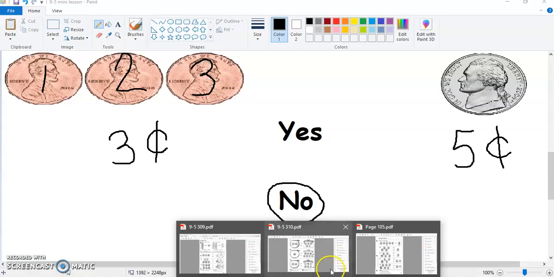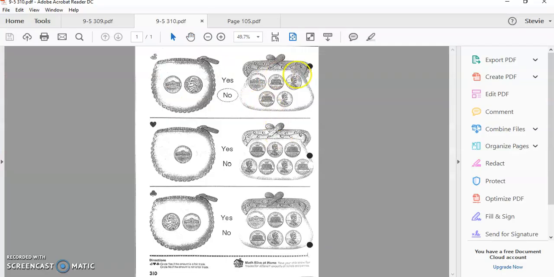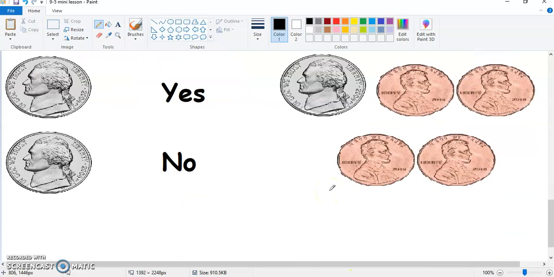All right. Then on the back of the page, we're going to do the ducky row together as well. So here we go. Again, circle yes if the amount is a fair trade. Circle no if the amount is not a fair trade. So first we need to count how much money we have on each side. On this side, I see 2 nickels. That means we can count by fives, okay? Because each nickel is worth 5 cents. We know that already.